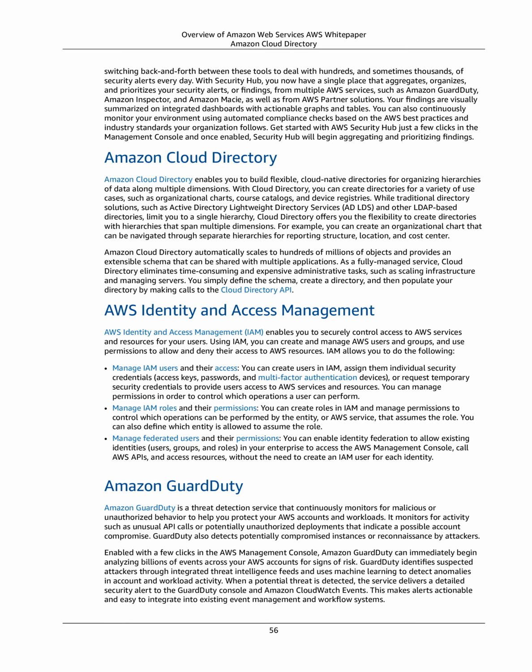AWS Identity and Access Management. AWS Identity and Access Management, IAM, enables you to securely control access to AWS services and resources for your users. Using IAM, you can create and manage AWS users and groups, and use permissions to allow and deny their access to AWS resources. IAM allows you to do the following.